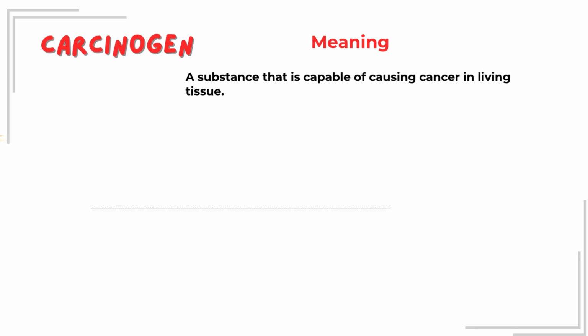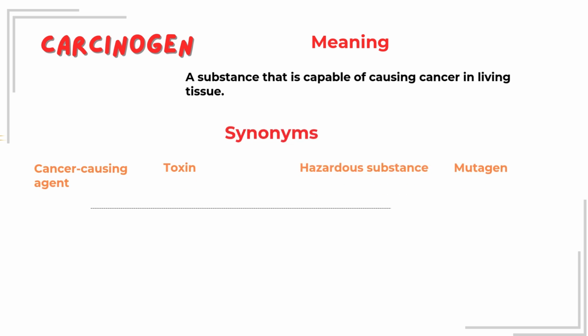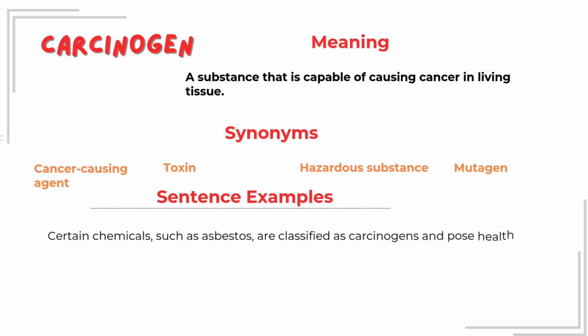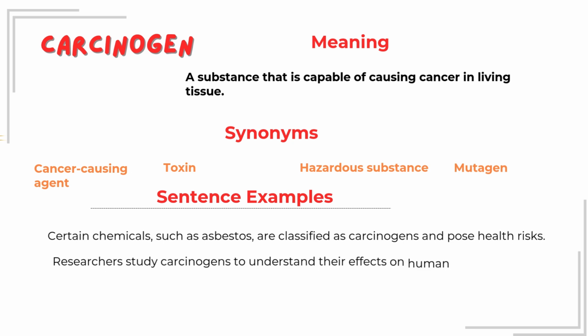Carcinogen. A substance that is capable of causing cancer in living tissue. Cancer-causing agent. Toxin. Hazardous substance. Mutagen. Certain chemicals, such as asbestos, are classified as carcinogens and pose health risks.